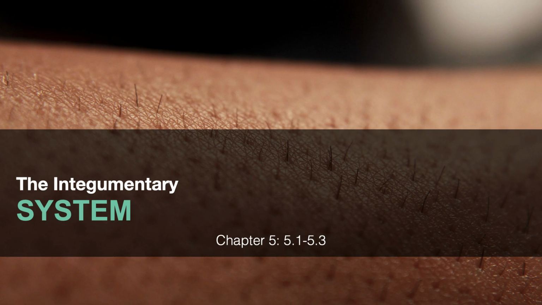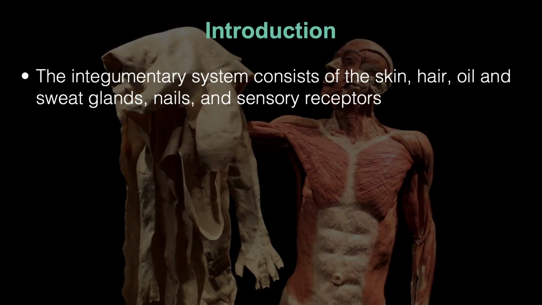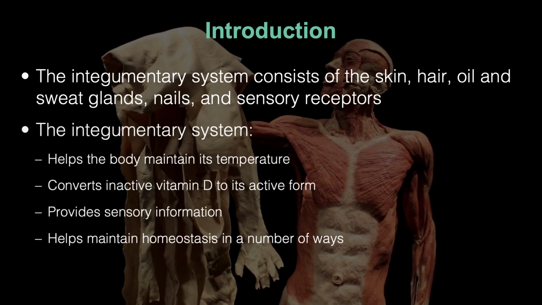Well, first and foremost, the skin and its accessory structures are the bag that holds our internal components together. It's the barrier of protection between the internal and external environments. So protection is a really big focus in this section. The integumentary system is skin, glands, hair, nails. It helps the body maintain temperature.